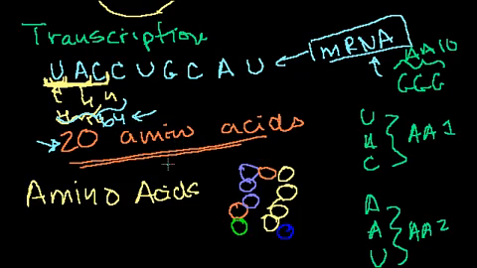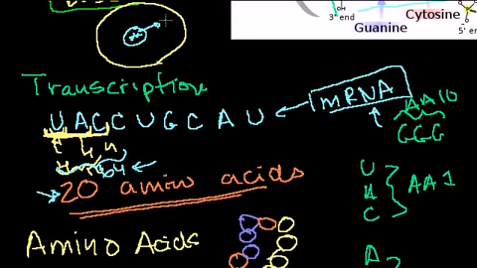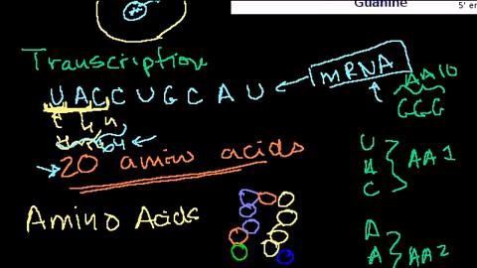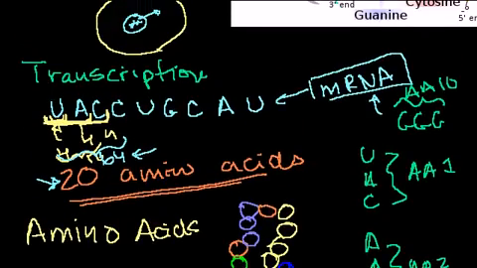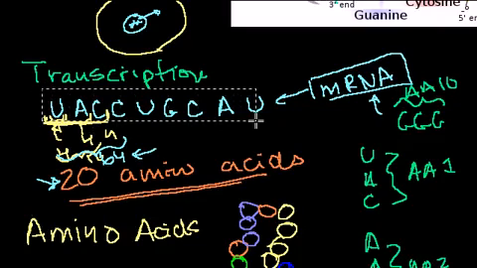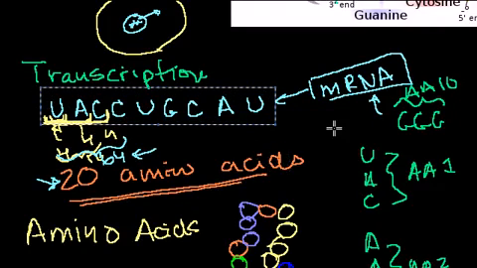GGG codes for amino acid number 10. And what happens is, when this messenger RNA leaves the nucleus, it goes to the ribosomes. We're going to look at that diagram in a few seconds, but at the ribosomes, let me take my same mRNA molecule, and they're much longer than what I'm showing here. This is just a fraction of an mRNA molecule.